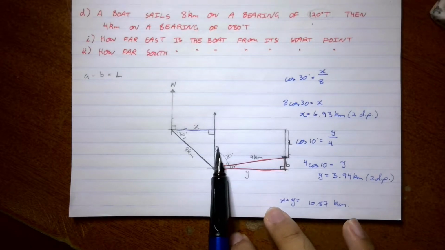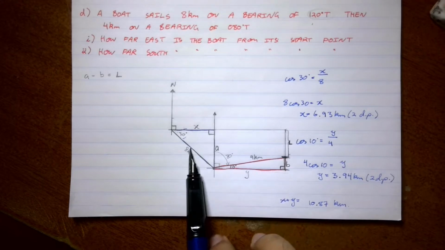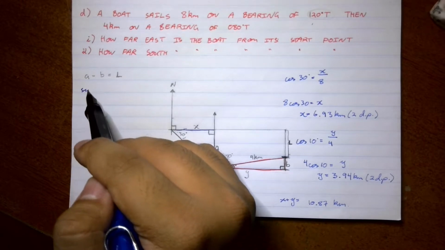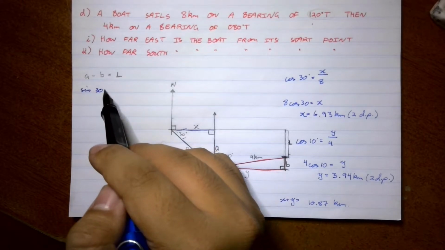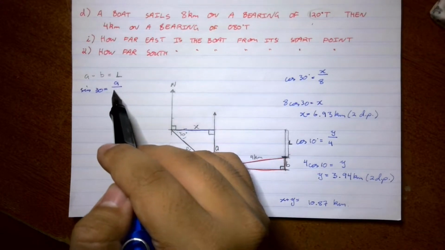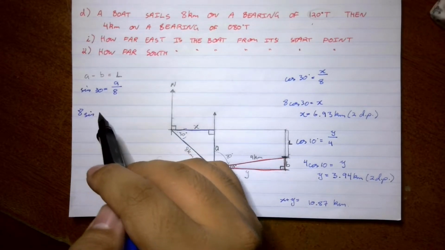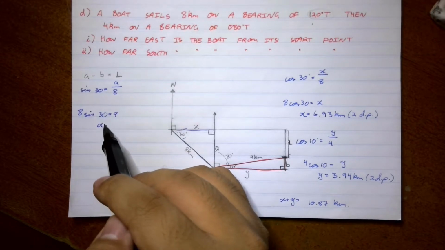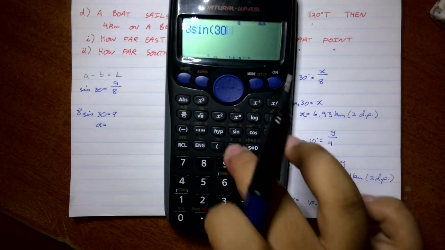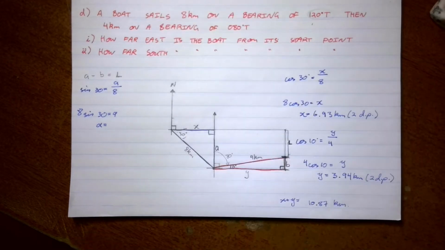From this angle, we have A, which is opposite, and 8 kilometers, which is the hypotenuse. Opposite and hypotenuse, that is sine. So sine of 30 is equal to A over 8 kilometers. So we have 8 sine 30 is equal to A. The length of A, we can find as 8 sine 30, which is, look at that, exactly 4 kilometers.